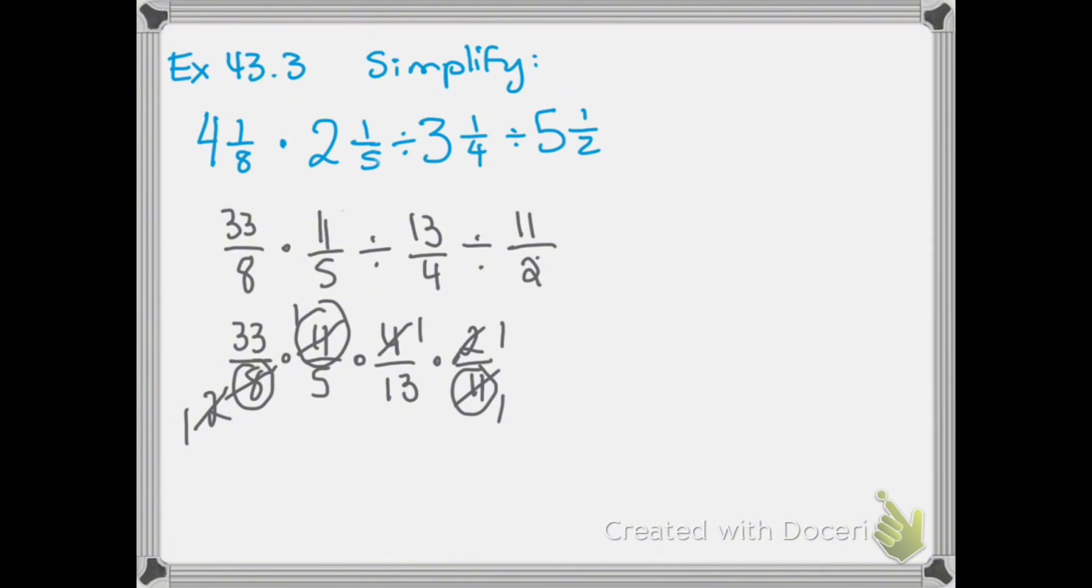So all we have left is the 33, which doesn't have any common factors with 5 and 13. So we multiply 33 times 1, and that's 33. And then the 5 times 13, which is 65. And that would be our answer.